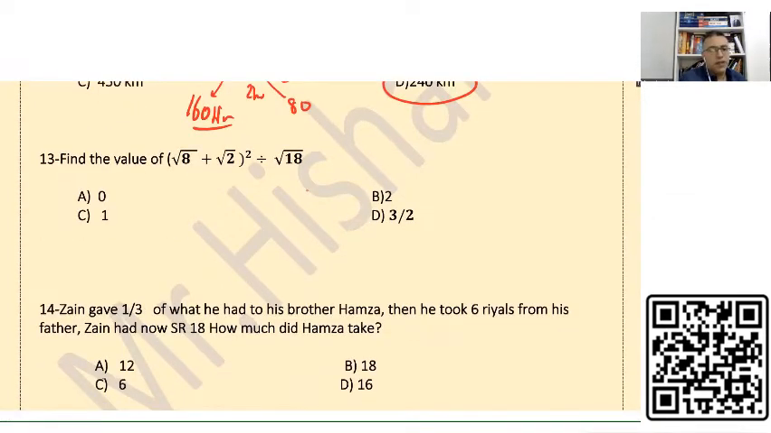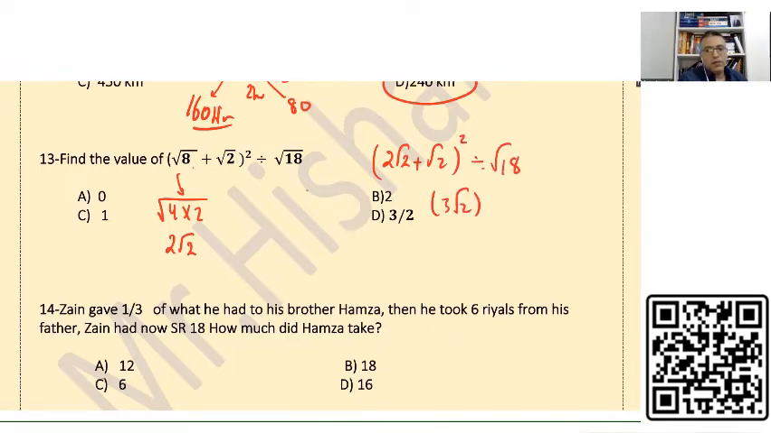Question number 30. Find the value of (root 8 plus root 2) all squared divided by root 18. If you don't know that root 8 is equal to root 4 times 2, so it's equal to 2 root 2, it may take time from you to solve this kind of questions. You should be aware of how to simplify radicals. So root 8 can be written as 2 root 2 plus root 2, divided by root 18. 2 root 2 plus root 2 is 3 root 2.